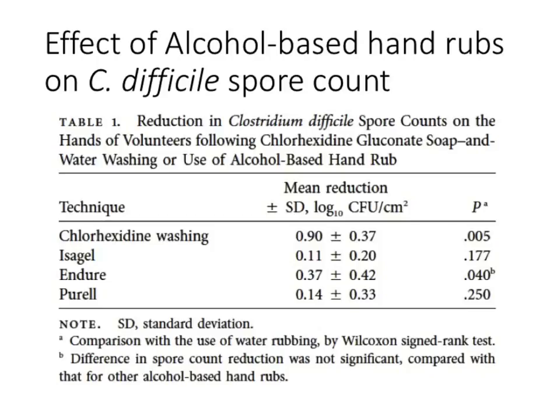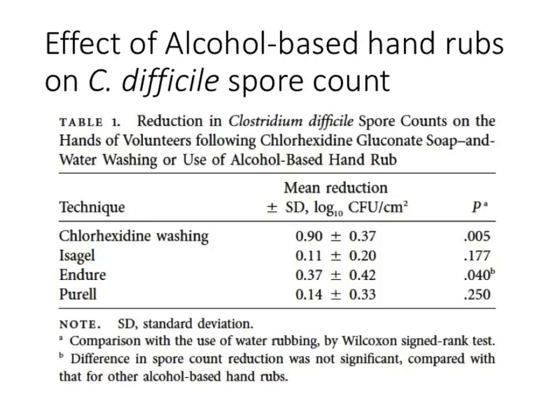0.9 plus or minus 0.37. They've done this numerous times. 0.9 is the average. 0.37 is kind of like those error bars of the standard deviation. Compare that to Isogel and Purell and Endure. Do these have greater decreases or smaller decreases? Smaller. The values there are smaller.